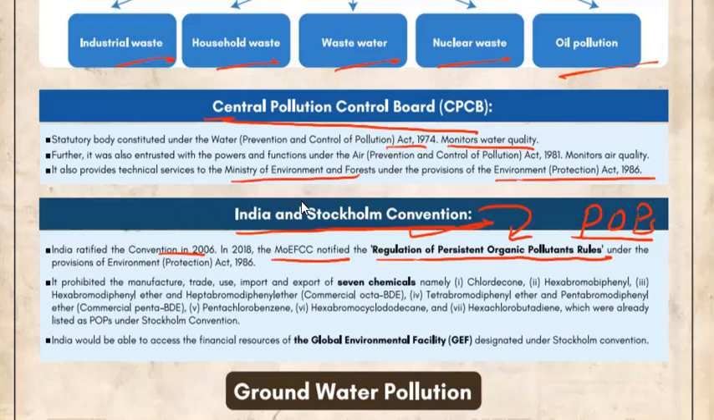Stockholm Convention prohibits the manufacture and trade, use and export of different 7 chemicals. You don't need to remember all these chemicals. It is enough that it is about the persistent organic pollutants, and it prohibits the manufacture, trade, use and import of these different chemicals. Okay, one more line is given. India would be able to access the financial resources of the Global Environmental Facility designated under the Stockholm Convention.